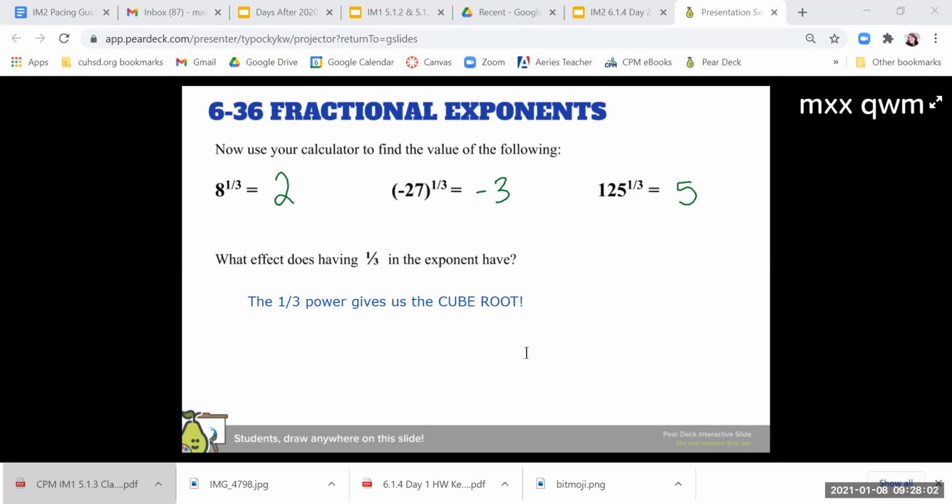The cube root. So if we just do a little note off to the side so you can see it, 8 to the 1/3 equals 2 from above, but the cube root of 8 is also 2. And that's because 2 times 2 times 2, like 2 to the third power, is 8. And this works for all of these.